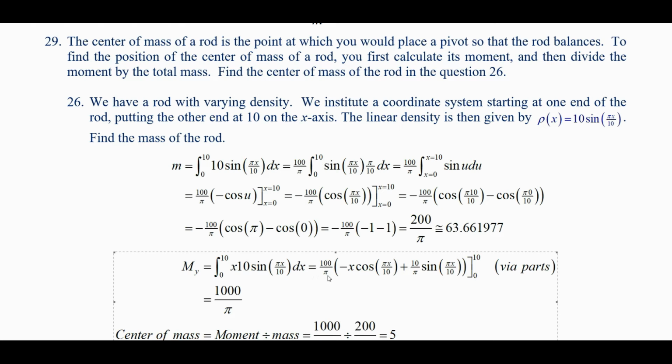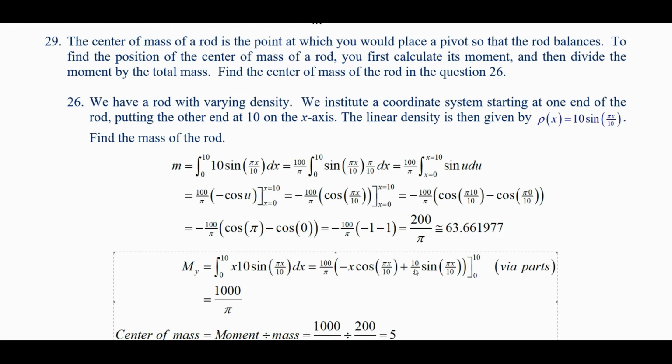This one you have to use integration by parts. I'll let you supply the details of that integration yourself, but here's the antiderivative: 100 over pi times the opposite of x times cosine of pi x over 10, plus 10 over pi times sine of pi x over 10. So it's a pretty straightforward integration by parts and then a substitution integral. We're going to evaluate that antiderivative from 0 to 10.